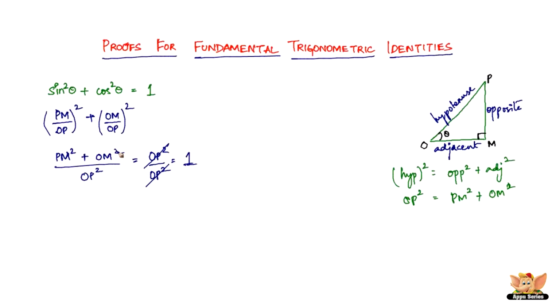So see, we started off here and ended with 1. Hence we proved that sine square theta plus cos square theta equals 1, and we've also shown how and why sine square theta plus cos square theta equals 1. Alright, so we are done with one identity. Let us go to the next identity.